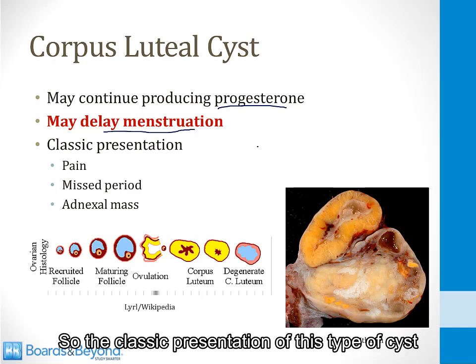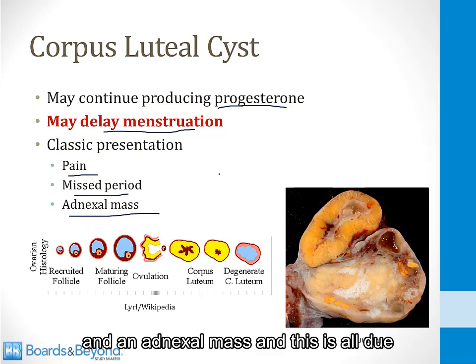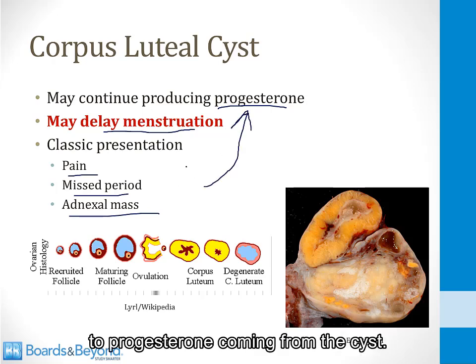So the classic presentation of this type of cyst is pelvic pain, a missed menstrual period, and an adnexal mass, and this is all due to progesterone coming from the cyst.